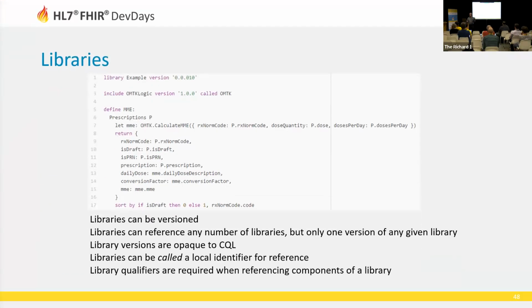So libraries can be versioned. They can reference any number of other libraries. That library version is opaque to CQL. And you can also give a library a name within your library. So if you reference another library, you can give it an alias, and then you use that alias to talk about it in your library. Qualifiers are required when you're referencing components of a library, so that it's clear when you're calling out that you're calling some external function.